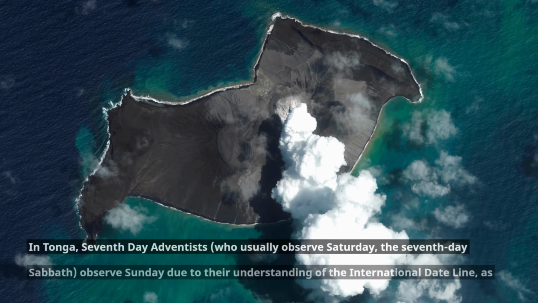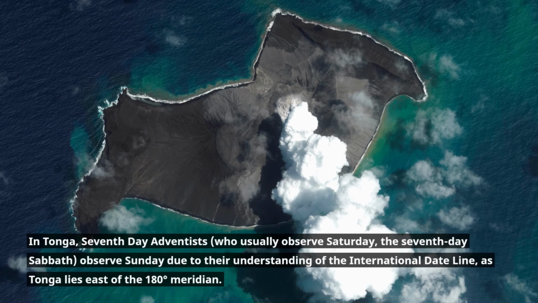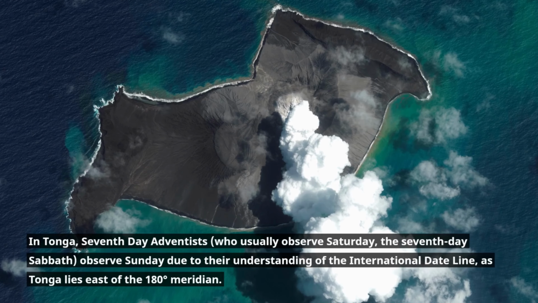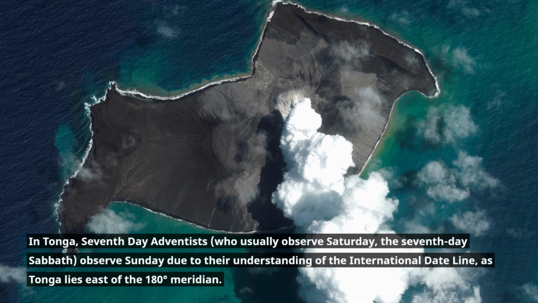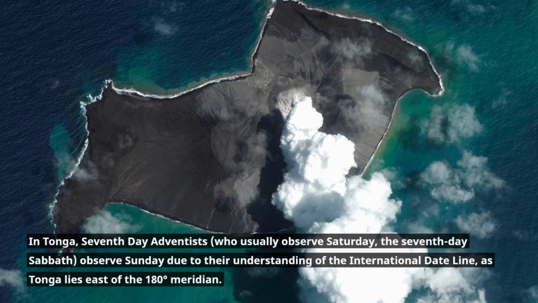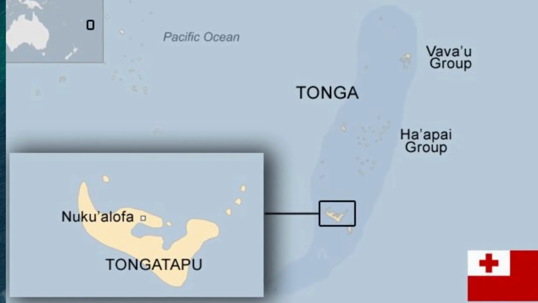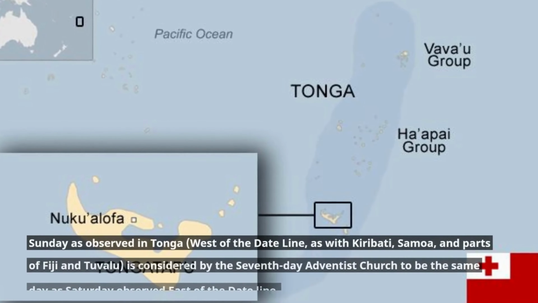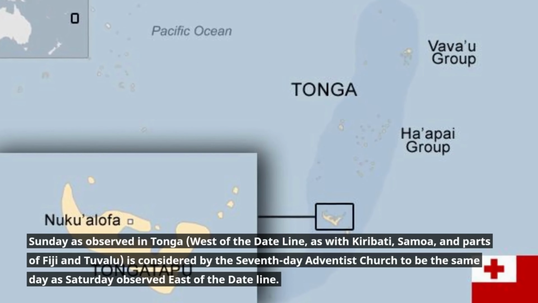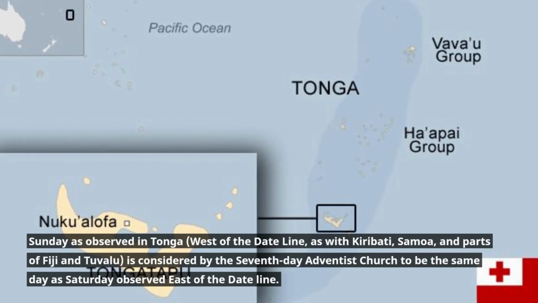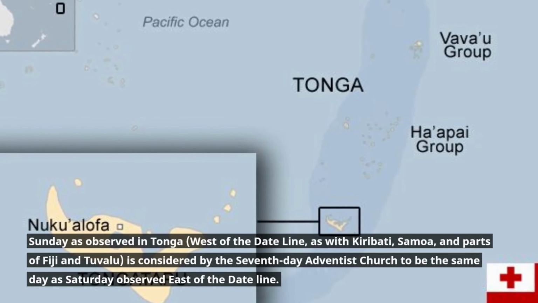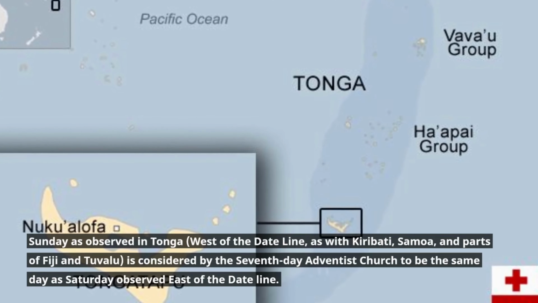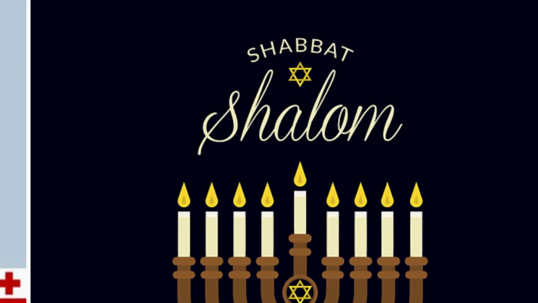In Tonga, Seventh-day Adventists, who usually observe Saturday, the seventh-day Sabbath, observe Sunday due to their understanding of the international dateline, as Tonga lies east of the 180 degrees meridian. Sunday as observed in Tonga, west of the dateline, as with Kiribati, Samoa, and parts of Fiji and Tuvalu, is considered by the Seventh-day Adventist Church to be the same day as Saturday observed east of the dateline.